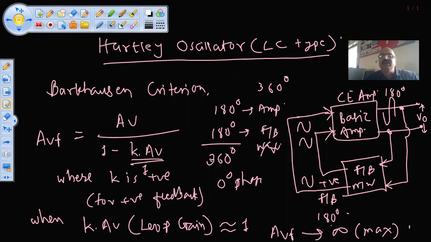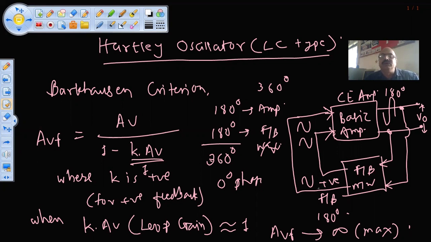Okay, so it doesn't remain a positive feedback amplifier. It gets converted into an oscillator. Now it doesn't require any input signal. The output signal itself becomes the input signal for the amplifier. And that's why the circuit starts oscillating.